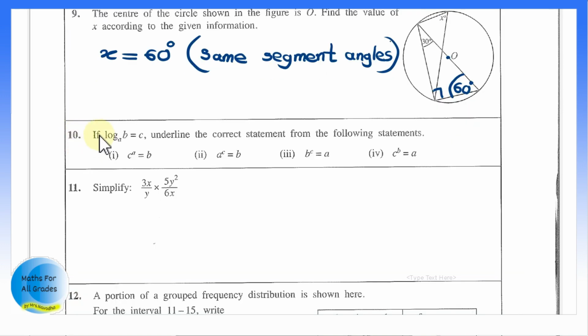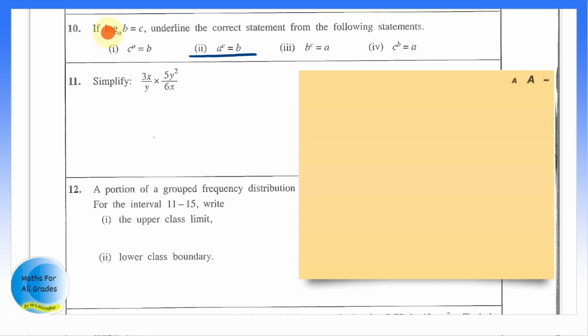Question number 10. If log base a of b equals c, underline the correct statement from the following statements. So the answer should be b equals a to the power c, from number 2. This is the answer. This is in logarithm form and the given answer is in index form. There is a way to convert logarithm forms to index forms. So let's see how we can do that.